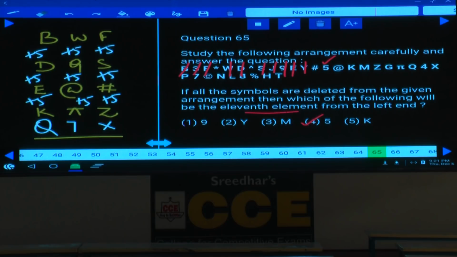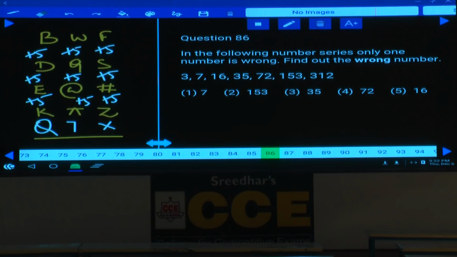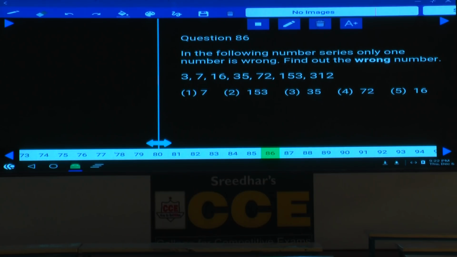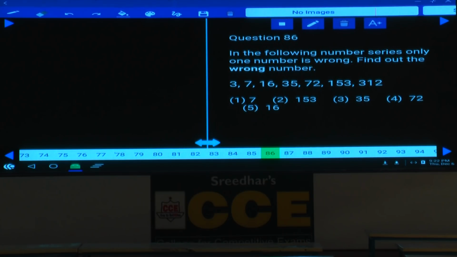86 to 90. Now questions 86 to 90 are number series. Now question number 86: 3, 7, 16, 35 and so on. If you go for this one, 150 and the number suddenly increases to 312. As the numbers are increasing at a very fast rate, it must be under which category? It must be under product.